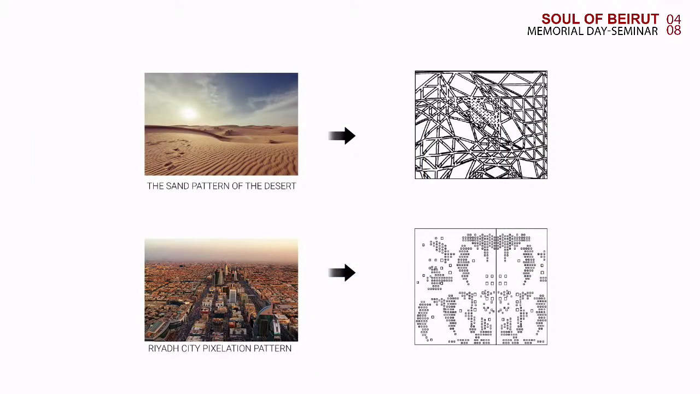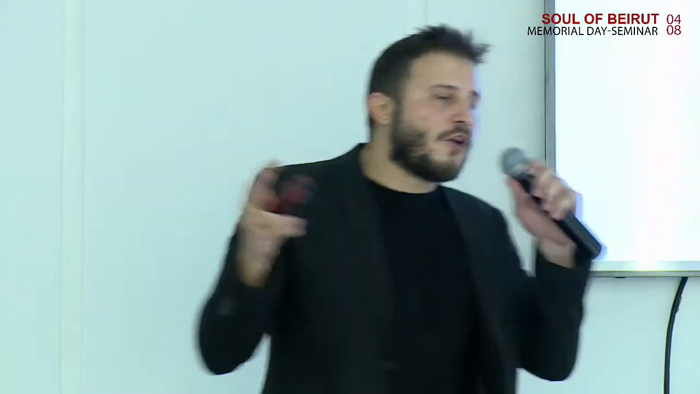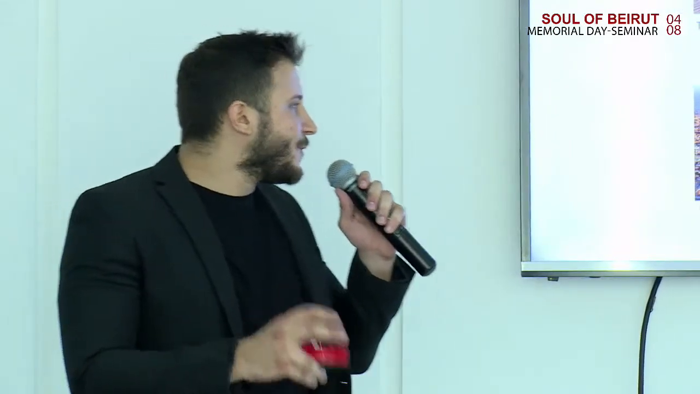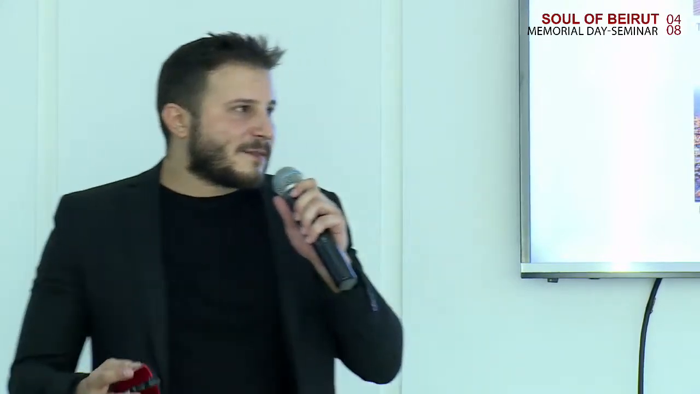So first, we had to identify the DNA of the project. We got inspired by the sand pattern of the desert of KSA to create the main skin shield pattern here that will protect the overall project. And then here we got inspired by Riyadh City's pixelation pattern, and we created this perforated skin shield for the apartments that will protect them from the intense sun rays and foster privacy among families. And then we simulated many forms, many pixelations that could be used for these apartments.